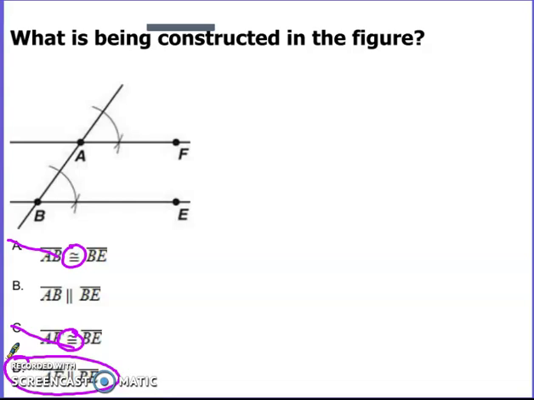B says AB is parallel to BE. Well, AB goes this way, and BE goes that way. If they intersect each other, they cannot be parallel to each other.